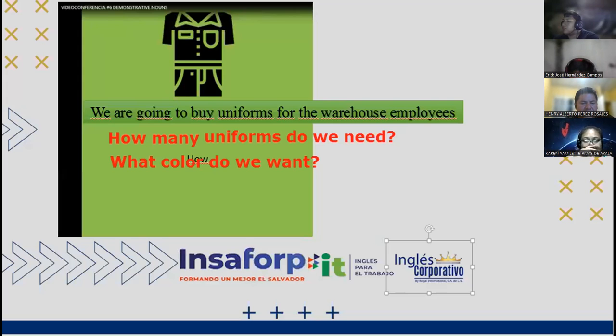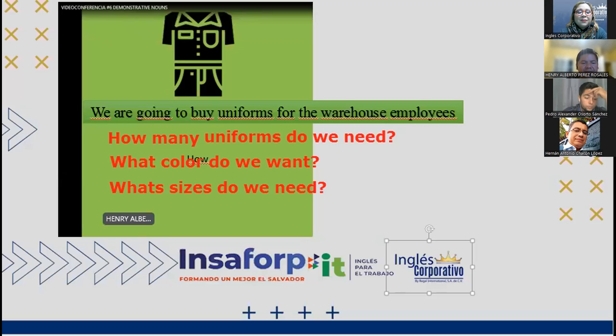Y luego la que dijo su compañero, how many uniforms of each size, right? Es cita o cita es. Size. S-I-Z-E. How much does it cost? Hermosa. Linda. Bella. Can you repeat, please? How much does it cost?